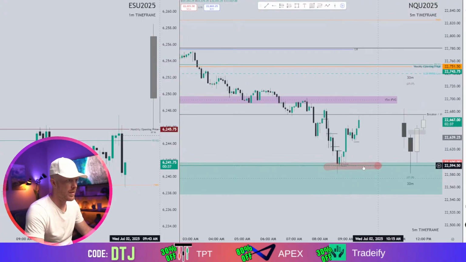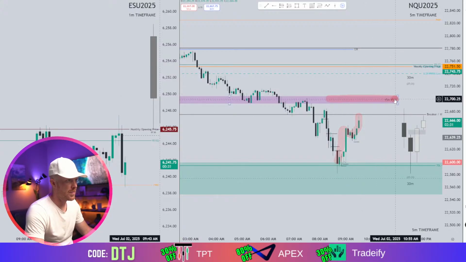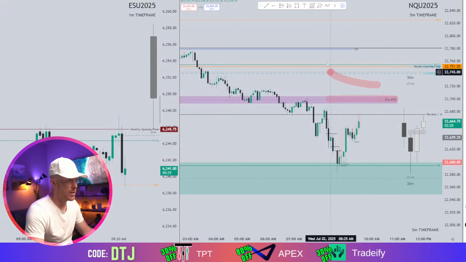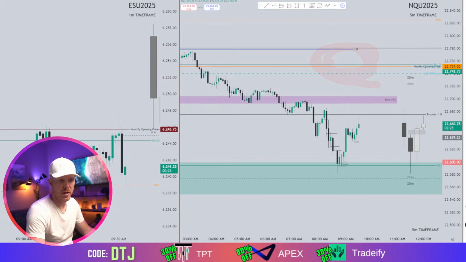Because we swept previous day low, I like a little bit of a retracement. Still watching this 15-minute, and if it really wants to reach up here, I guess we'll watch for that.